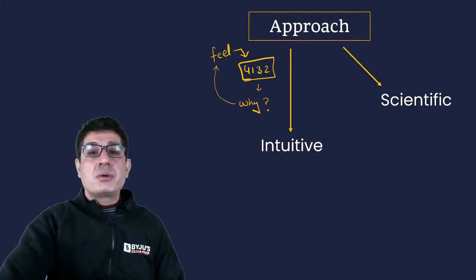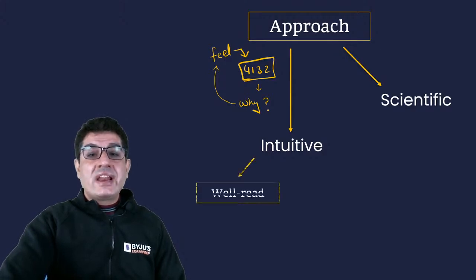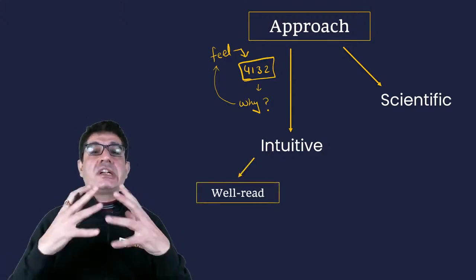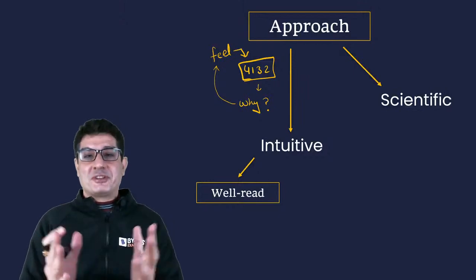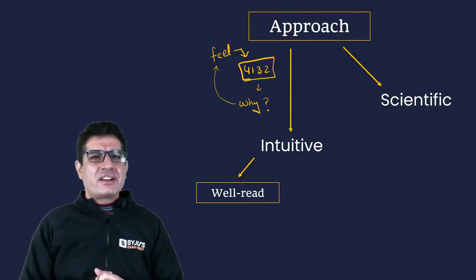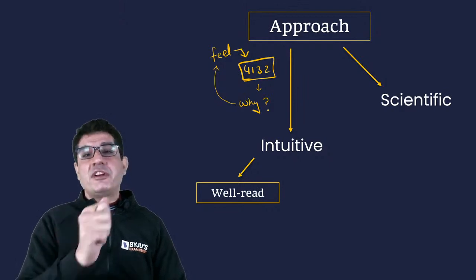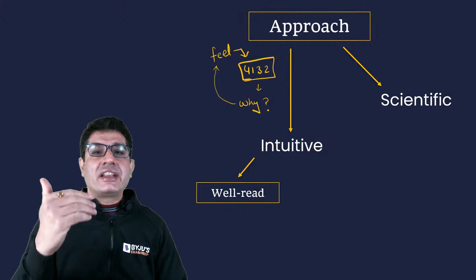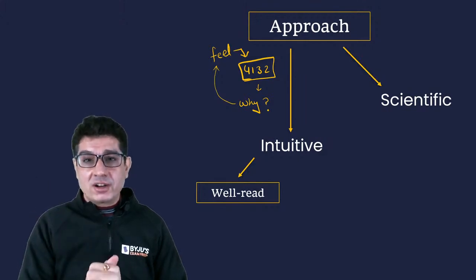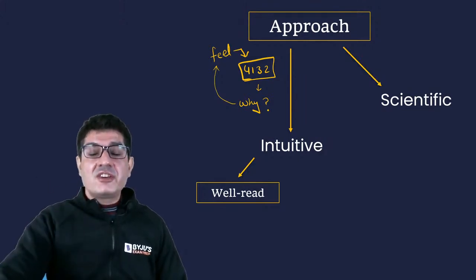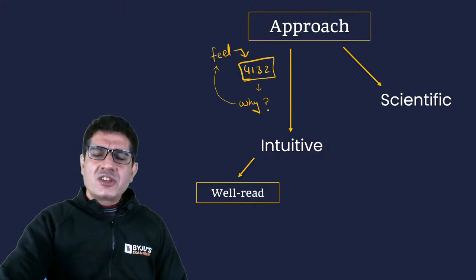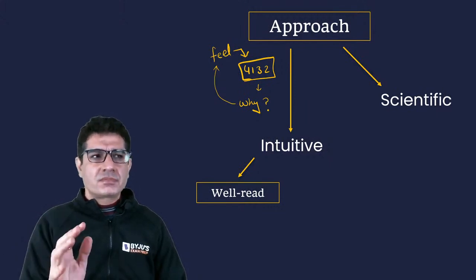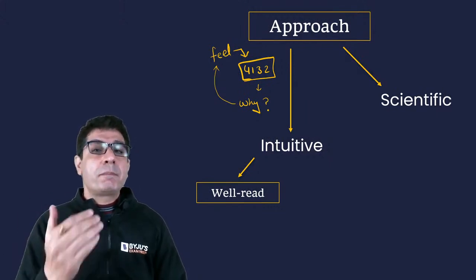For example, issue number 1, you need to be a well-read individual. Your intuition develops through a lot of effort. So if you're not a well-read individual, chances are that you may not even have that well-developed intuition for Para Jumbles. That means that you would end up getting more of those questions wrong. Another issue is that we listen to our intuition when we are not under pressure.